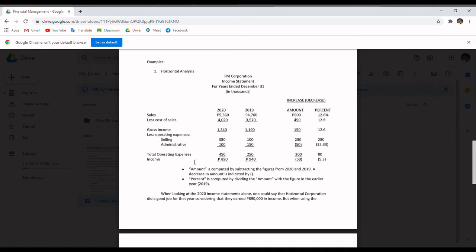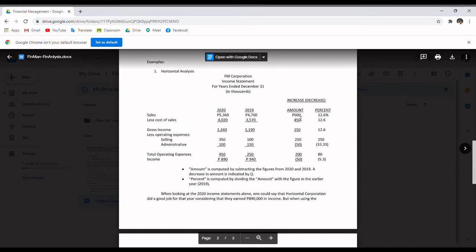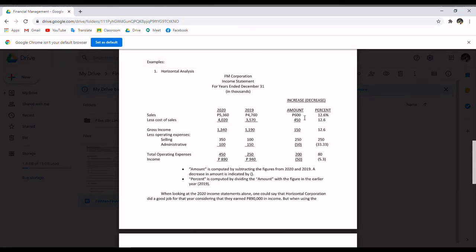And last is the income. The 890 income for 2020 less the 940 of income from 2019. We have a 50 difference, but it is a decrease because the income of 2020 is smaller than the income of 2019. Next, we get the percentage change. We get the amount of 600 and divide it by the base of the earlier year, 4,760. So 600 divided by 4,760 is 12.6%. 450 divided by 3,570 is 12.6% also. 150 divided by 1,190 is 12.6%.